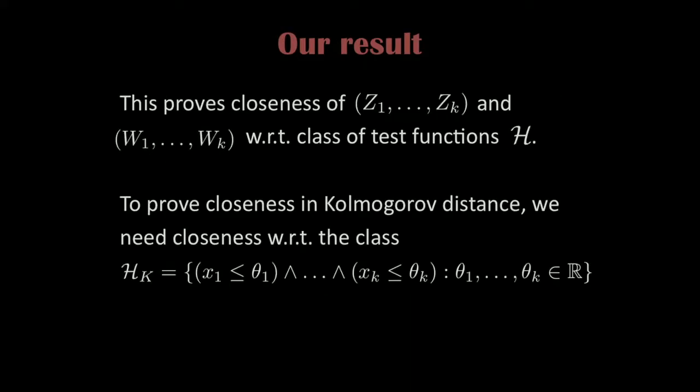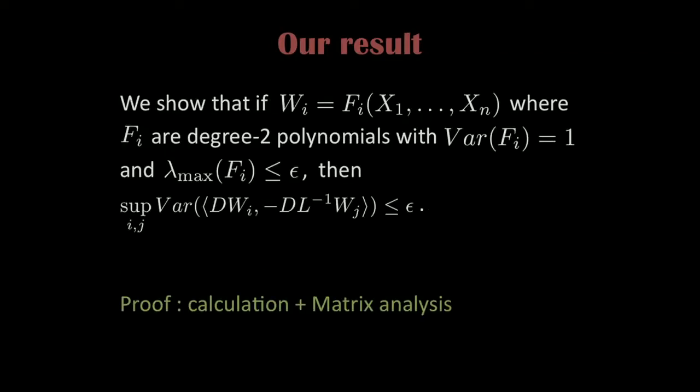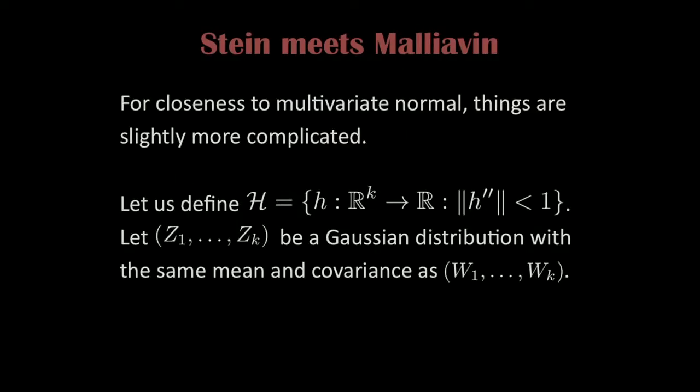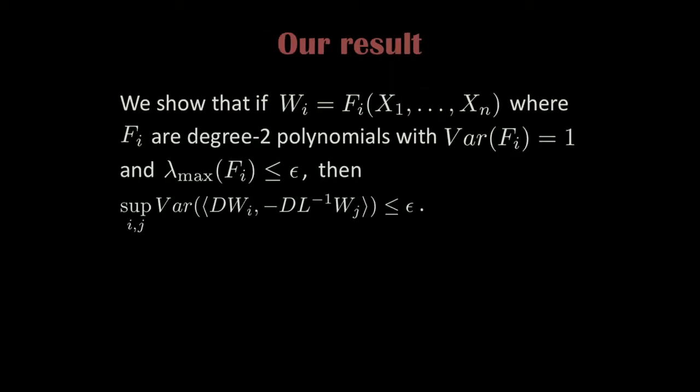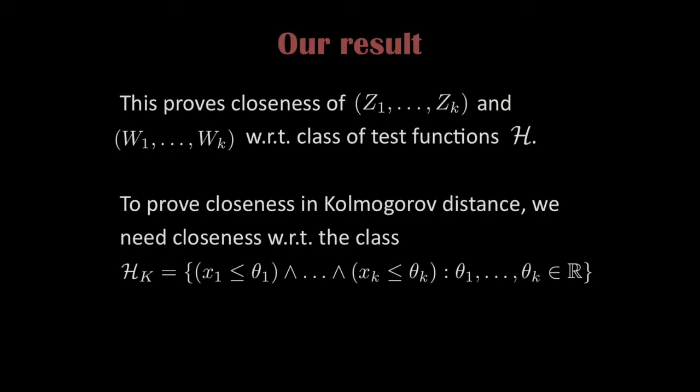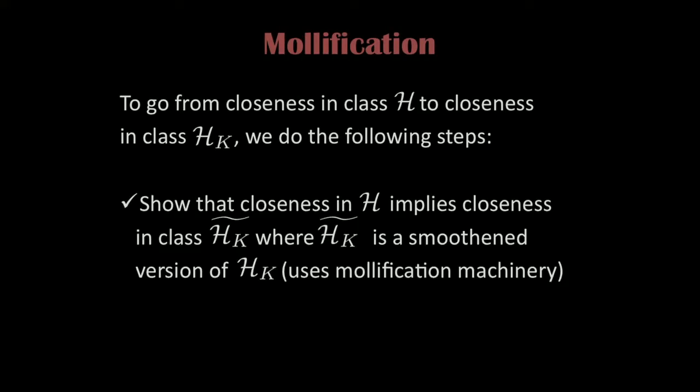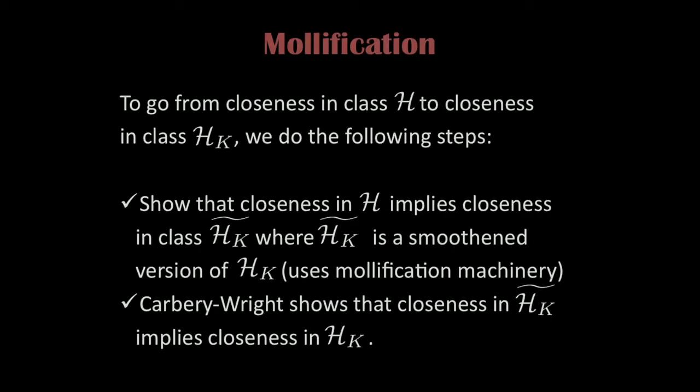And that proves that if we have been given a collection of degree 2 polynomials whose eigenvalues are bounded, then it's close to a multivariate normal with respect to this class of test functions H, meaning the class of test functions which have a bounded second derivative. Who want to get closeness in Kolmogorov distance? Not a hard job from here, right? I mean, what will you do? You will take the interval functions, smoothen it out, standard stuff. No rocket science going on. This is what we do, but yeah, I guess everybody knows what is to be done.